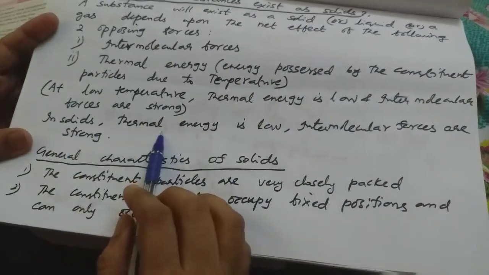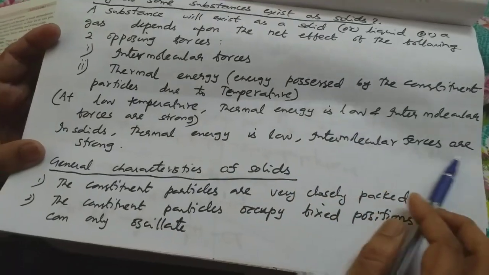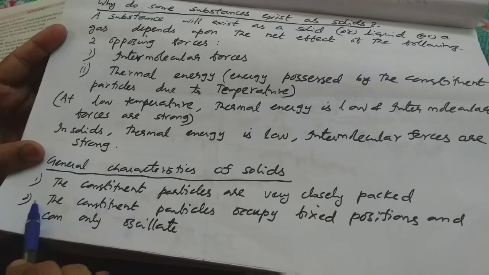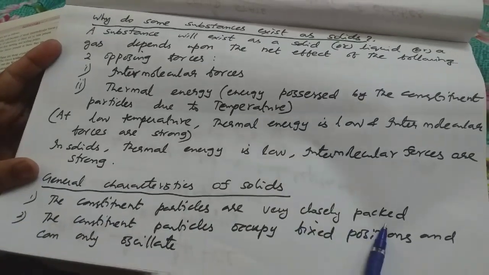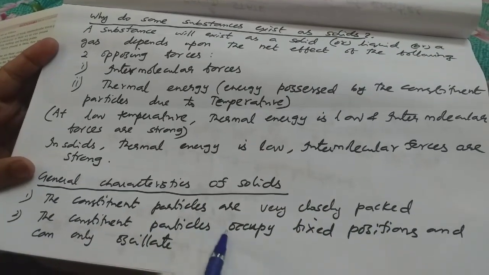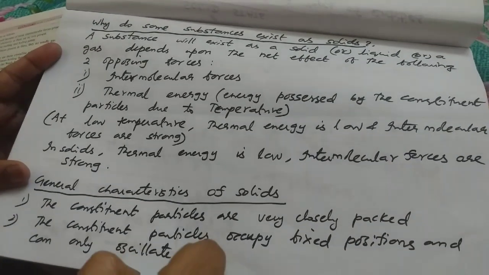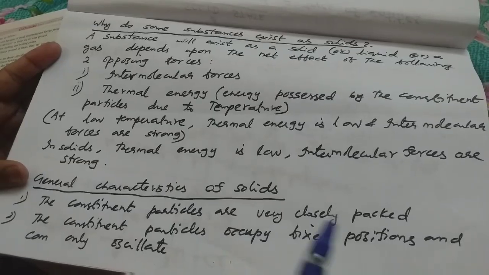In solids, thermal energy is very low and intermolecular forces are very strong. So the general characteristics of solids, I told already: the constituent particles are closely packed, they occupy a fixed position but can only oscillate about their mean position, and they are rigid and incompressible. This I discussed already. Now coming to the classification.